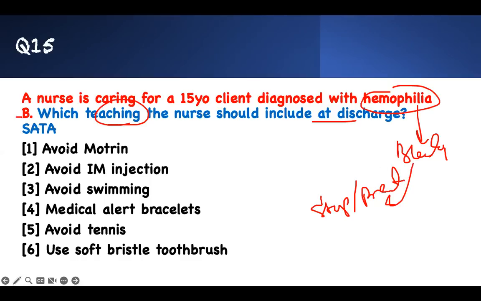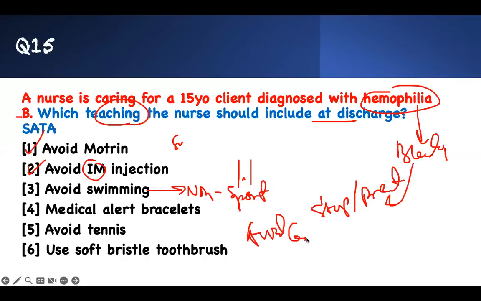So why would you give them Motrin? Avoid Motrin. That's good. Why would you give them an IM injection? You inject it into the muscle and they bleed. We do only sub-Q for these people, so avoid that. Avoid swimming? Swimming is a non-contact sport, so they should not avoid it. They should avoid contact sports. Swimming is non-contact, so this is the wrong answer.